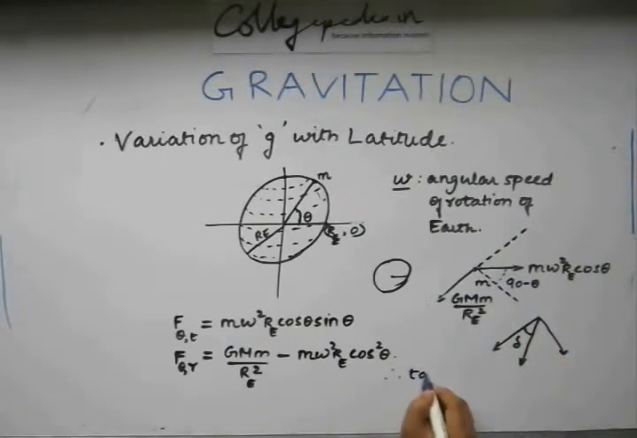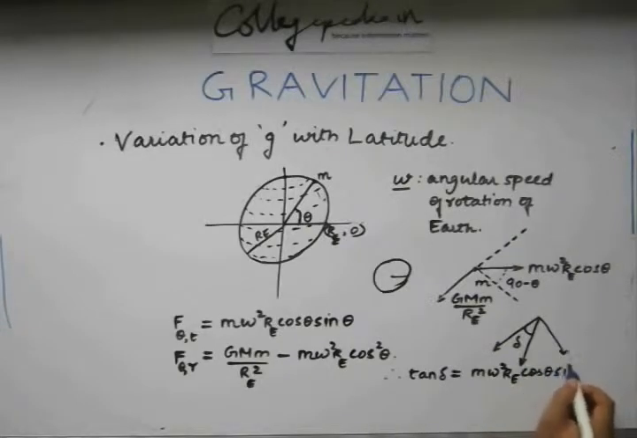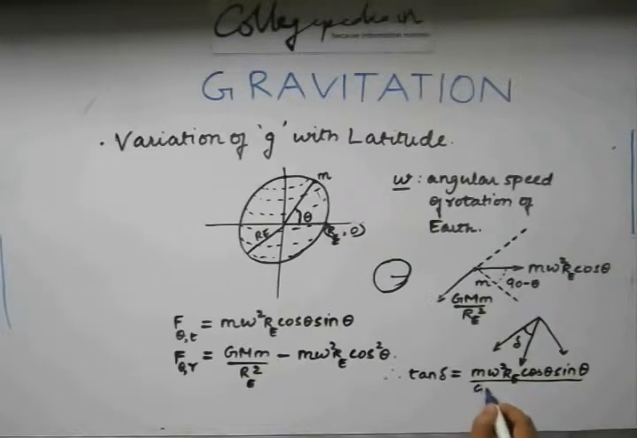Therefore, tan delta is going to be equal to m omega square Re cos theta sin theta divided by G Mm by Re square minus m omega square Re cos square theta. This is what we have.